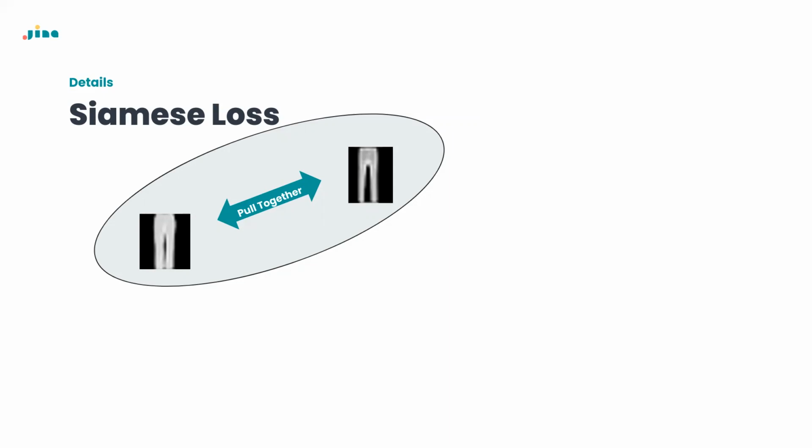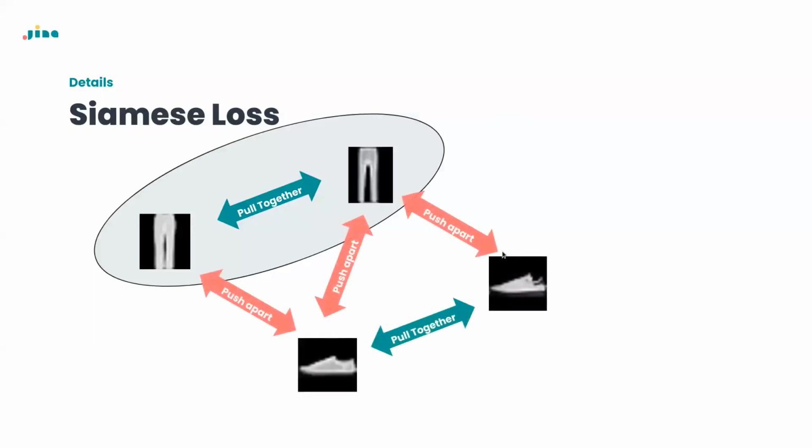With the Siamese loss, the idea is you always show the model 2 images, and when the images belong together, like these 2 pants, you try to pull them together, and when they don't belong together, like a shoe and a trouser, you push them apart. And the model tries to push the results in the high-dimensional space, pulling together 2 trousers that belong together and pushing apart things that don't belong together.